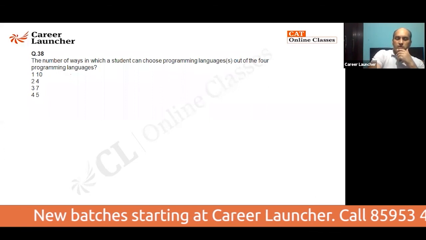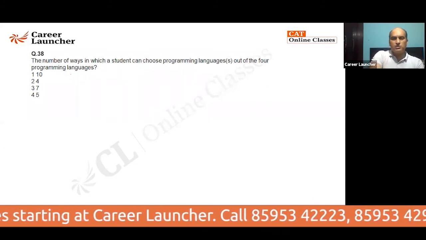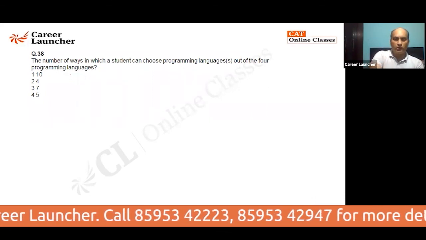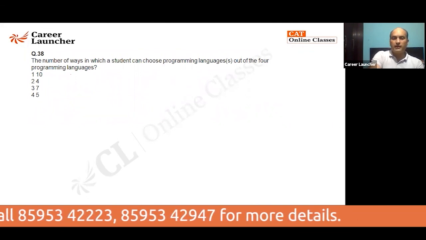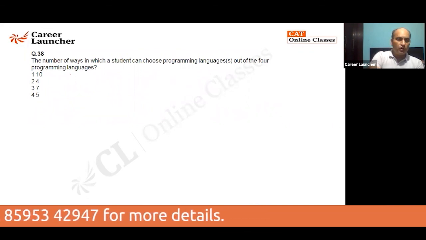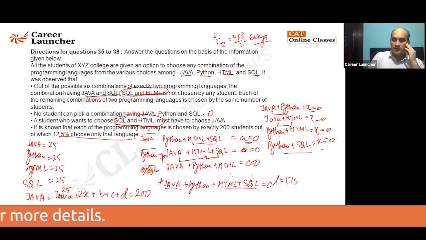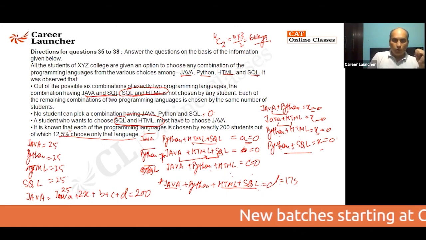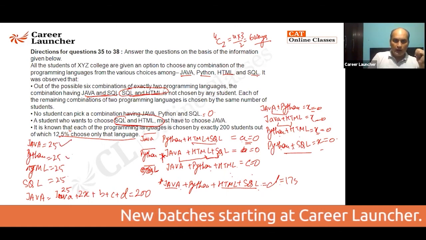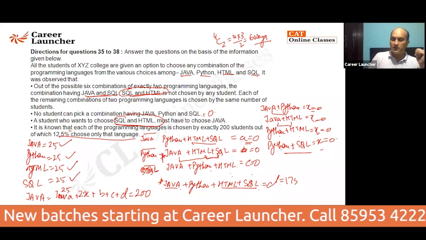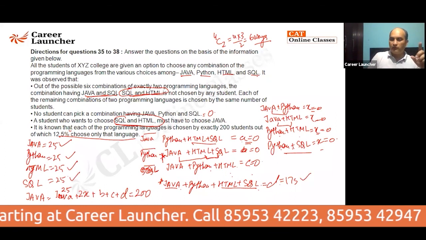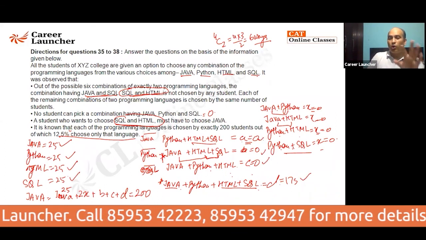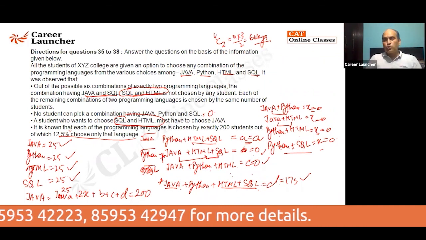The number of ways in which a student can choose programming languages out of the 4 programming languages, what? Fine. So in how many ways can he choose programming languages out of the 4 programming languages? So I can say he can choose 1, 2, 3, 4. Fine. He can choose 2 languages here. He can choose only Java is one option. Only Python is second. Only HTML, only SQL is 1. All of them is 175. The rest of the values are coming out to be 0. I'll not consider them to be a way to choose a language.